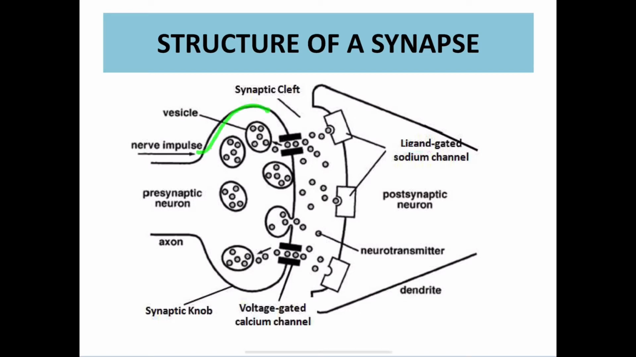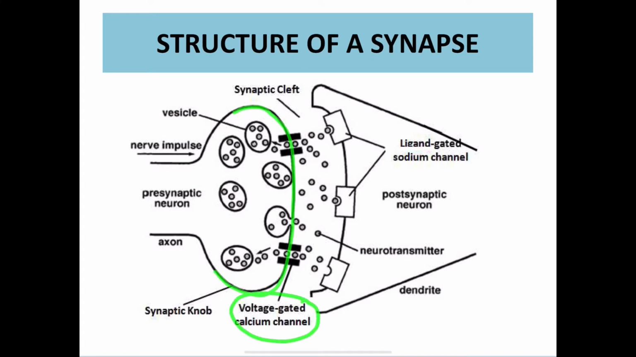Inside the synaptic knob are synaptic vesicles that contain neurotransmitter. Neurotransmitters are chemical messengers such as adrenaline. The presynaptic membrane has voltage-gated calcium channels and the postsynaptic membrane has ligand-gated sodium channels. Synaptic cleft refers to the gap between the presynaptic neuron and the postsynaptic neuron.